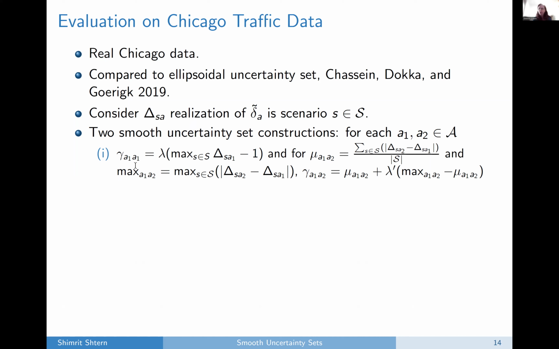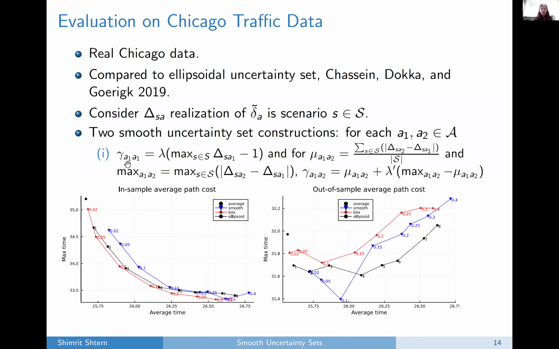And the same for each of the vertices separately. And we use this because that's what they did in their paper for constructing a box. So we can kind of extend the construction of a box for our smooth uncertainty set.